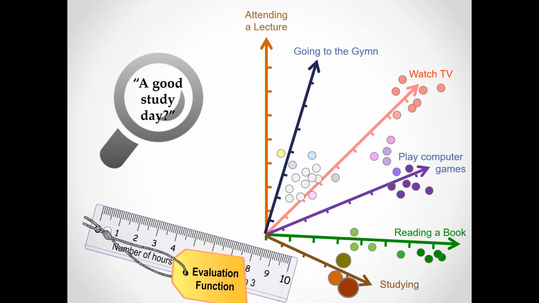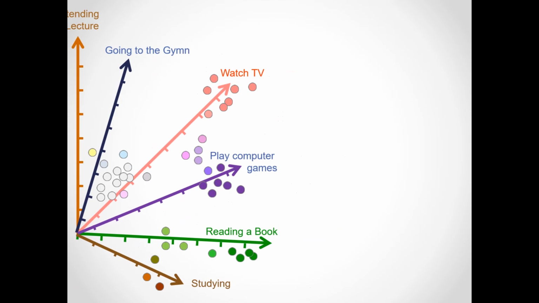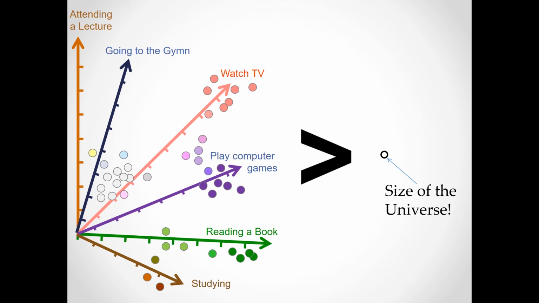Remember that the points in this space can represent both actual days that we have lived, as well as potential days that we can ever experience. And this last thing can be quite large. The combinations of all possible activities that we can do in a day is quite massive. In fact, this space is so huge, so massively huge, that it is practically infinite in size. And this brings us to the main problem.